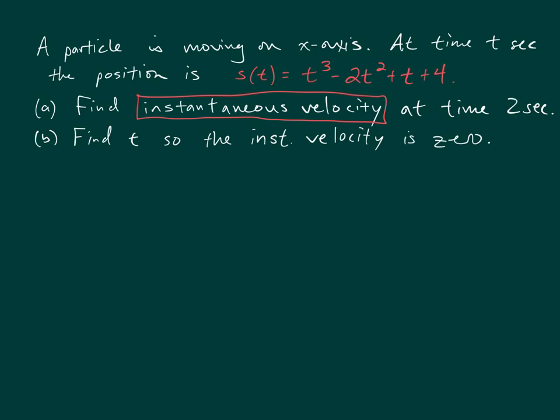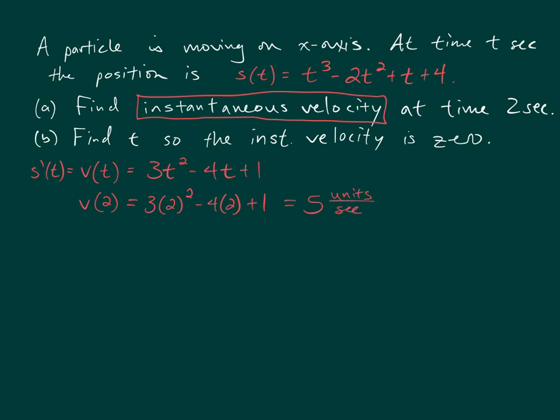So the velocity function v of t is 3t squared minus 4t plus 1, which means then we can just substitute this. This is the derivative of the position function. And then we can just substitute 2 in for that and get, let's see, 3 times 2 squared minus 4 times 2 plus 1. That's 12 minus 8 is 4 plus 1 is 5. And we'll use this units per second.